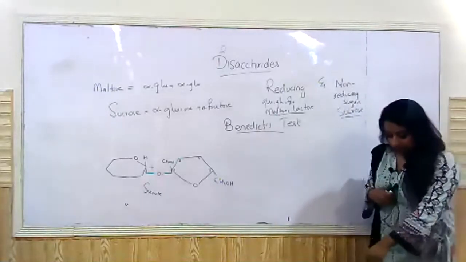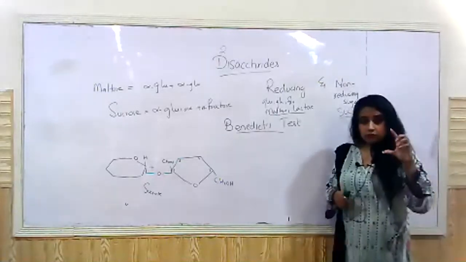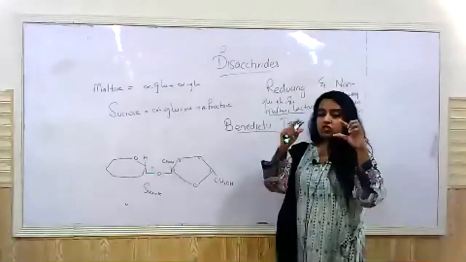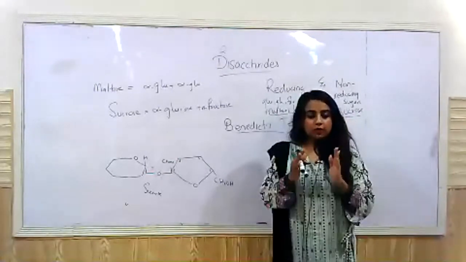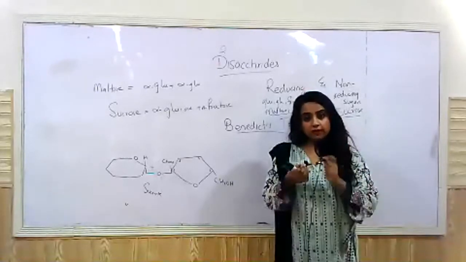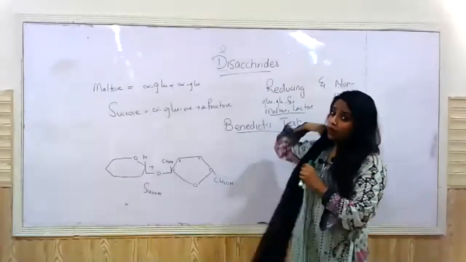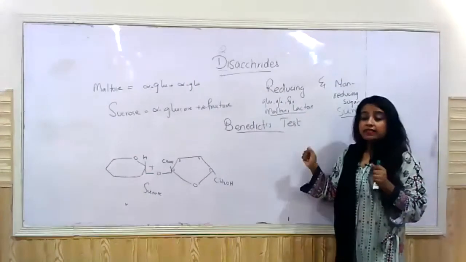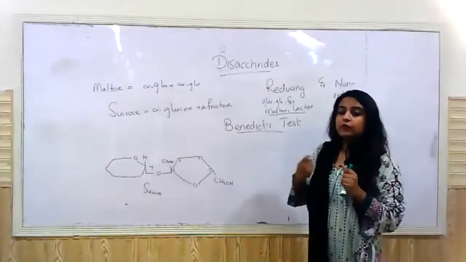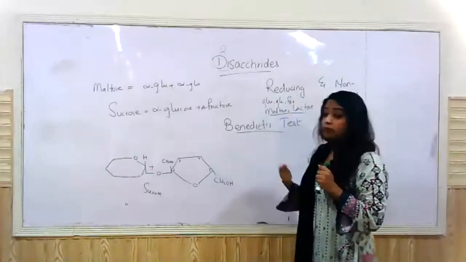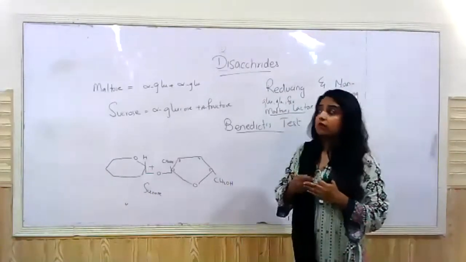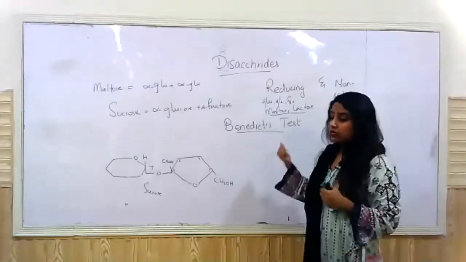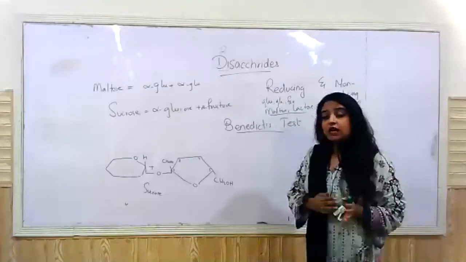How is this test done? We take the sample, and we take the Benedict's reagent in equal quantity. Sample and Benedict's reagent are mixed together. Let's say we're taking 2 ml of sample and adding 2 ml of the solution to it. Then we start heating it in a water bath. Why? Direct heating can make it catch fire, right? So we heat it on a water bath, and then the color changes.